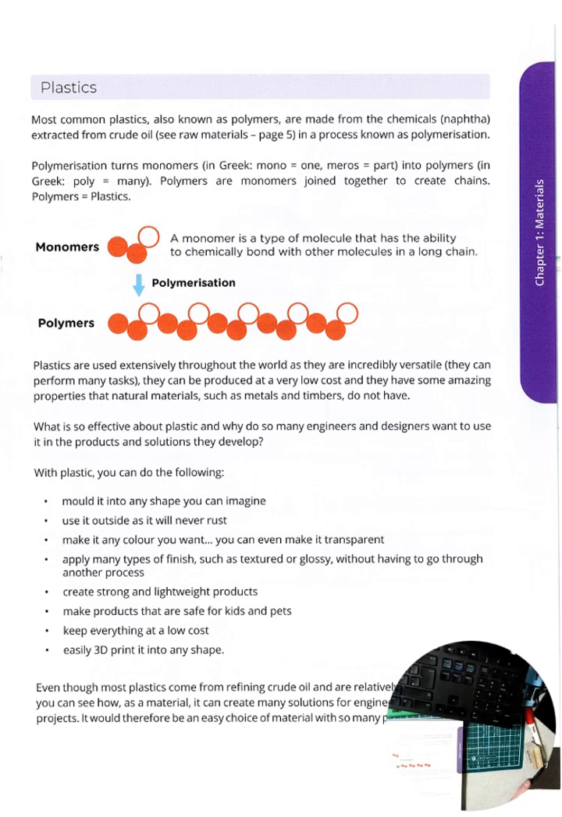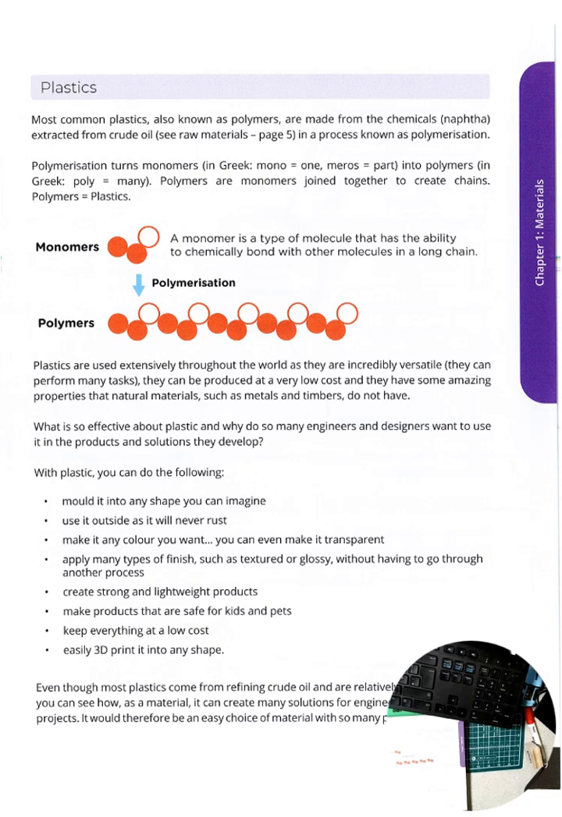Plastics. Most common plastics, known as polymers, are made from the chemical naphtha, extracted from crude oil, see raw materials page 5, in a process known as polymerization. Polymerization turns monomers, in Greek mono, one, meros, part, into polymers, in Greek poly, many. Polymers are monomers joined together to create chains, polymers, plastics. So a monomer is a type of molecule that has the ability to chemically bond with other molecules in a long chain. So there we see monomers becoming polymers.